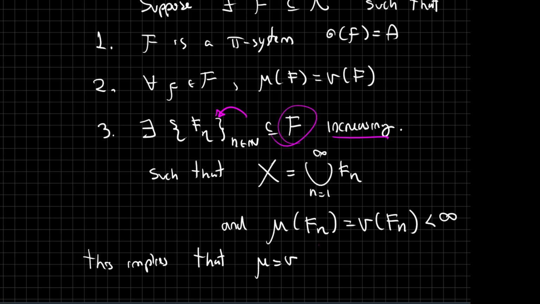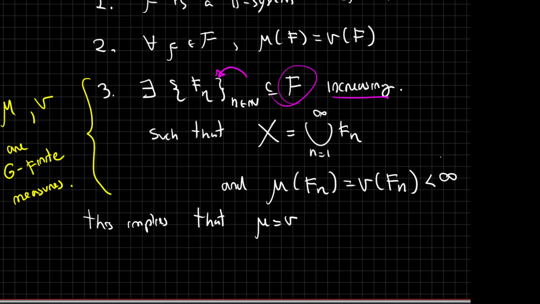I also need you to recall that this condition means that both mu and v are sigma-finite measures. So this is a definition. This happens whenever X can be written as a countable union of some family, and the value of the measure is finite for every element of that union. So both measures are sigma-finite.